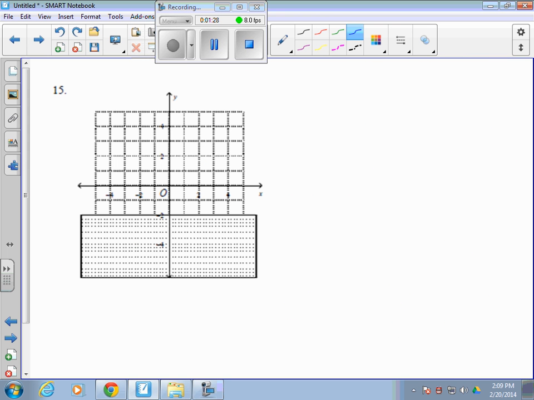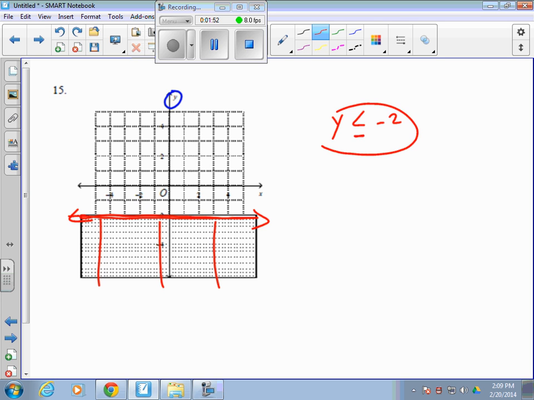For number 15, you're writing this inequality. This is the y-axis. Notice it's crossing through the y-axis at 2. This is a solid line, and it's shading everything below it. That's what that picture's showing, a solid line shading everything below it. So y is less than or equal to, since it's a solid line and you're shading, it's less than, so it's everything below it, negative 2. Y is less than or equal to negative 2.